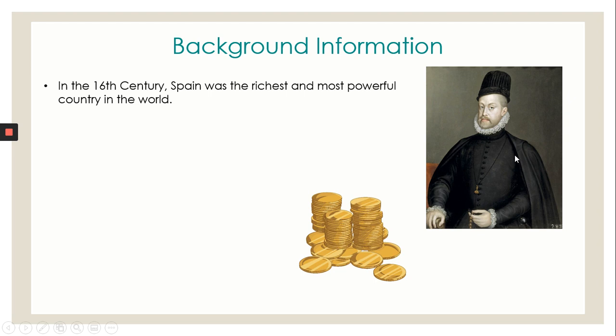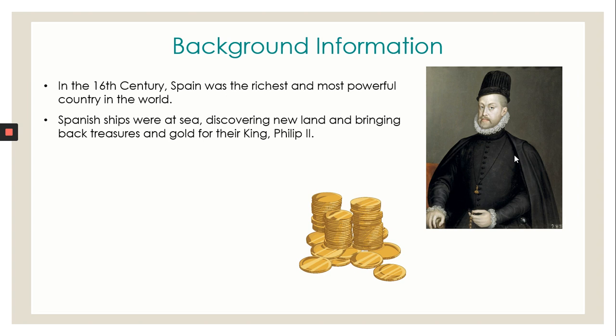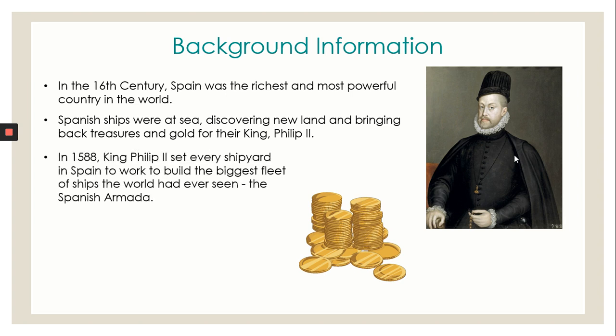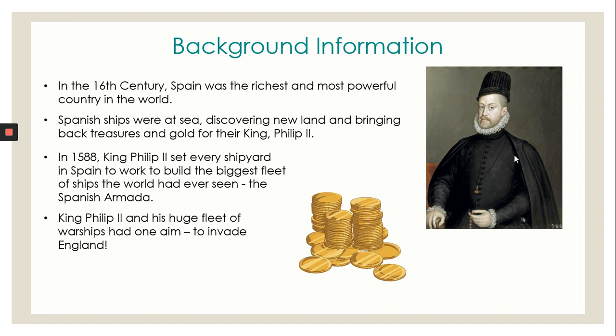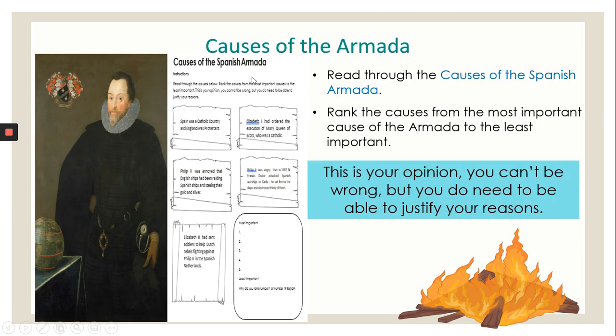So a bit of background information on the Spanish before we start looking into their invasion. In the 16th century, Spain was the richest and most powerful country in the world. Spanish ships were at sea, discovering new land and bringing back treasure and gold for their king, Philip II. In 1588, King Philip set every shipyard in Spain to work to build the biggest fleet of ships the world had ever seen, and he called the ships the Spanish Armada. King Philip and his huge fleet of warships had one aim, and their aim was to invade and take over England.